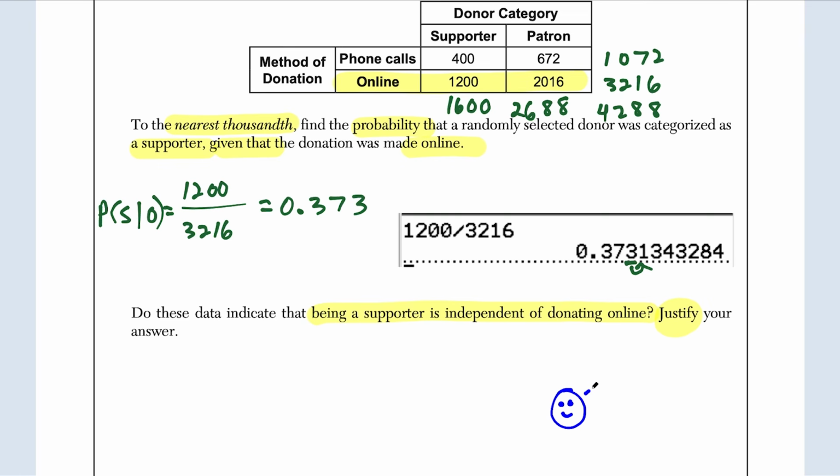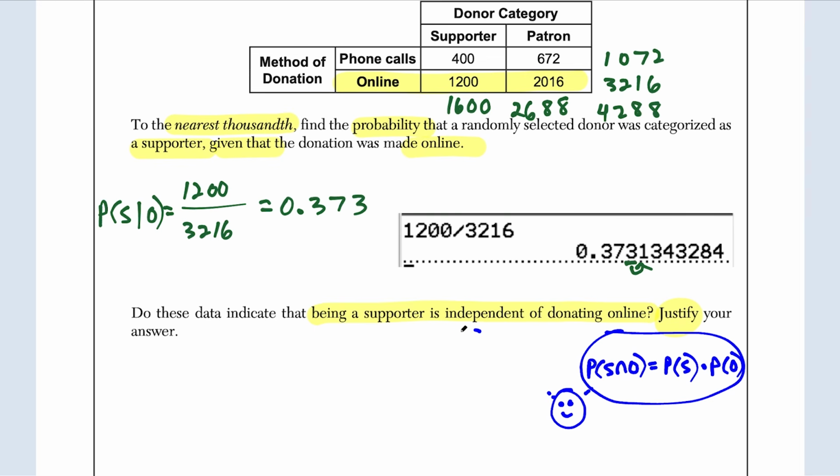And for one of them, you could just think about the formula. When you want to show 2 events are independent, and in this case, that's being a supporter and donating online, we could use this formula here, the probability of S and O happening. So the probability of someone being a supporter and donating online, we would have to show that it's equal to the probability of someone being a supporter times the probability of somebody donating online.